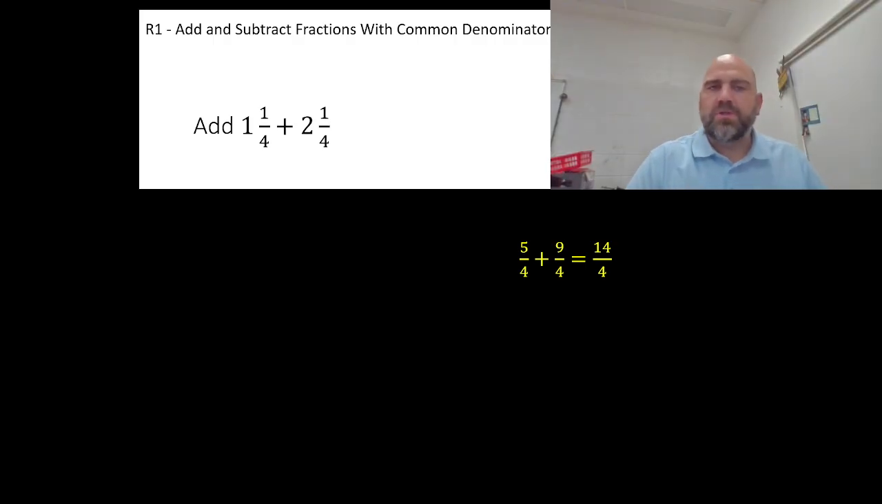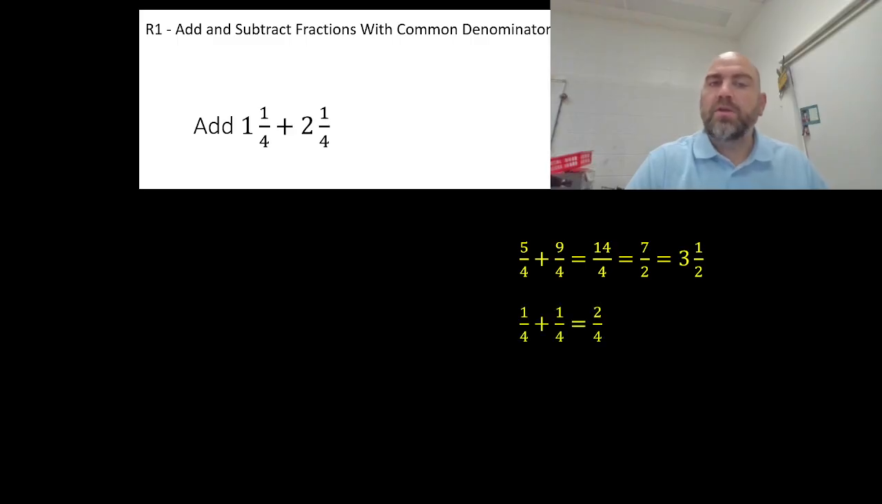Okay? Switching them to improper fractions, we'd have 5/4 plus 9/4 is equal to 14/4. Now we can simplify this and it becomes 7/2, which if we want to switch it back into a mixed number would become 3 1/2. But you may want to add mixed numbers, and I'm going to go through the process of doing that right now. Step number one that we're going to look at here is adding the fractions together.